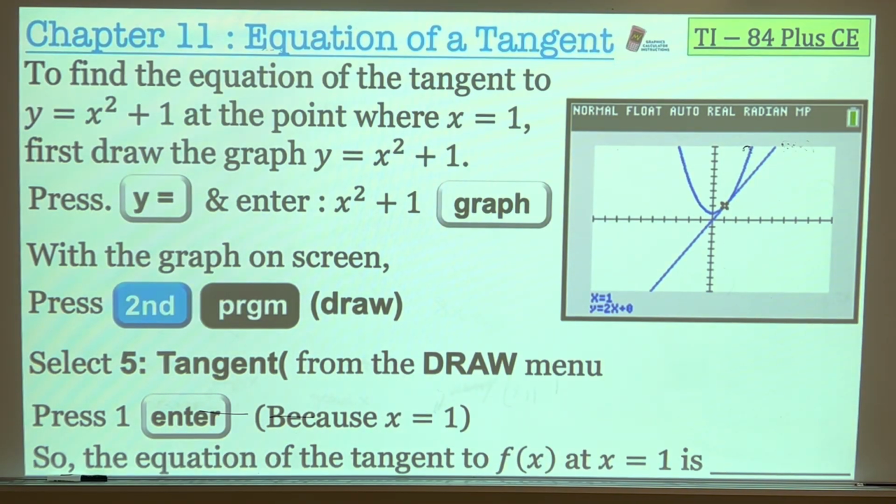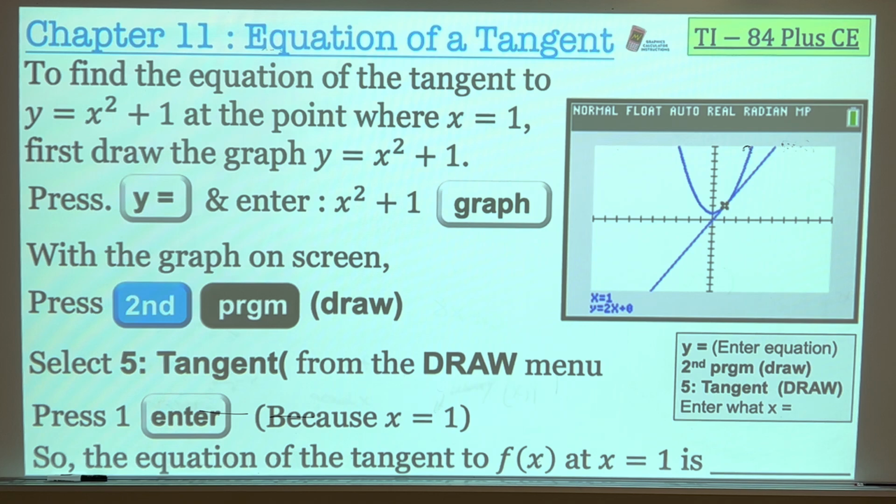So I go back to here. And what happens is this tells me that, based on this information right here, my y equals 2x.